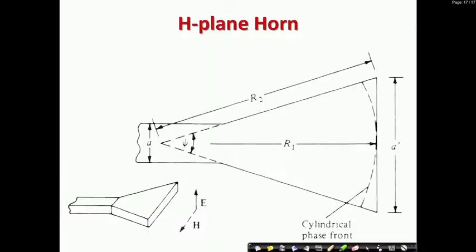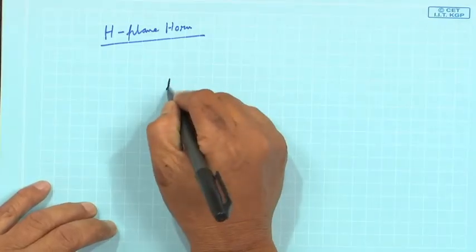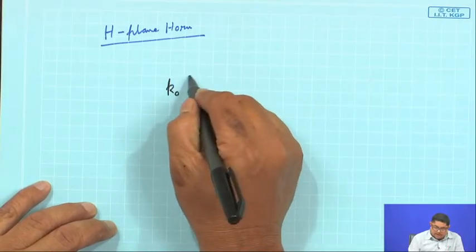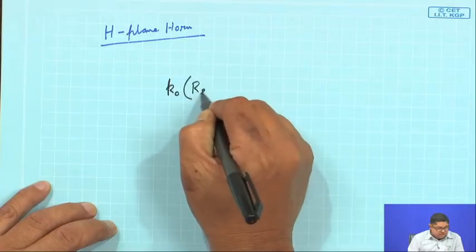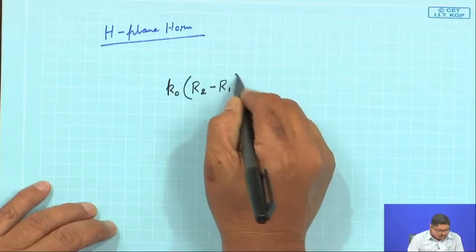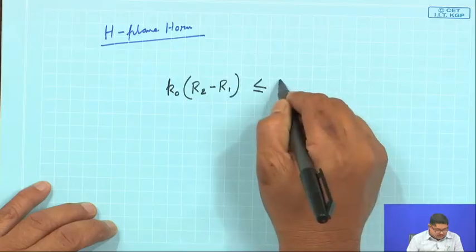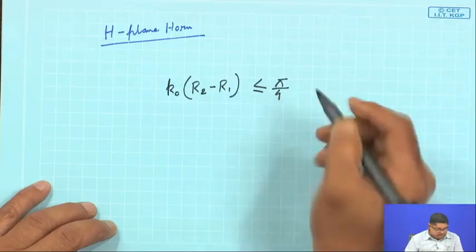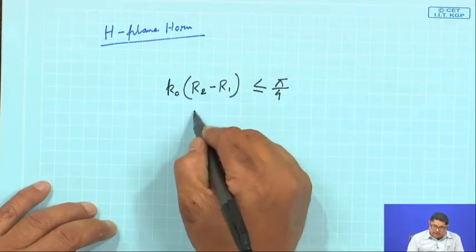Looking into this figure, we can easily calculate the phase error and the condition that the phase error should be less than pi by 4. So, we can write that the phase error, k naught times (R2 minus R1), should be less than or equal to pi by 4. Now, what is R1?